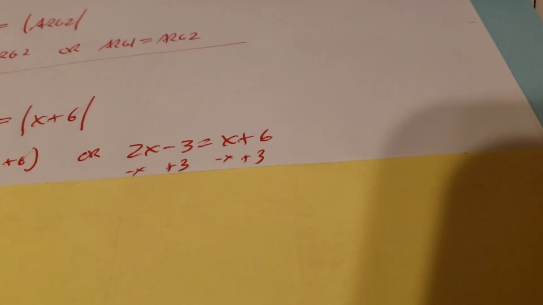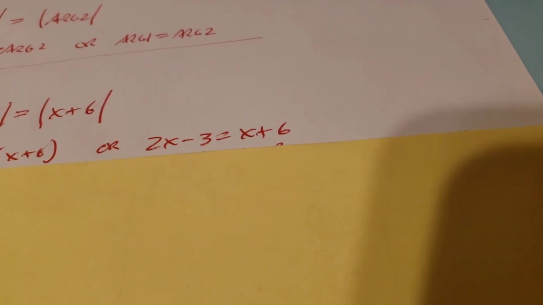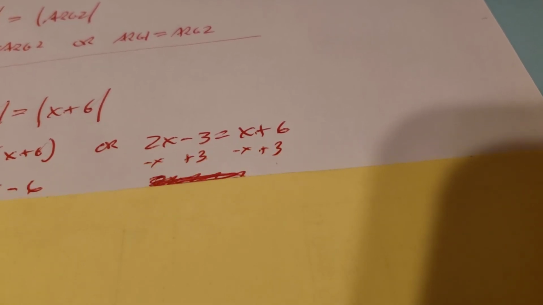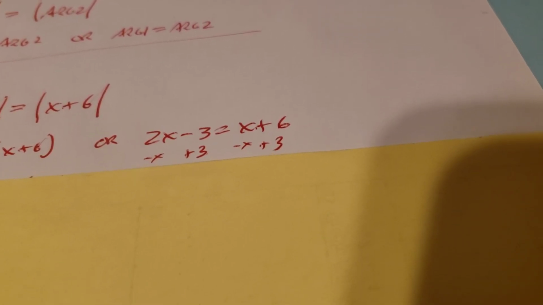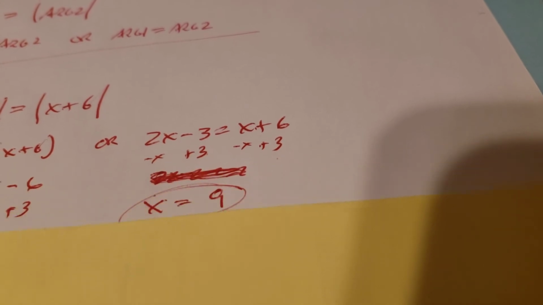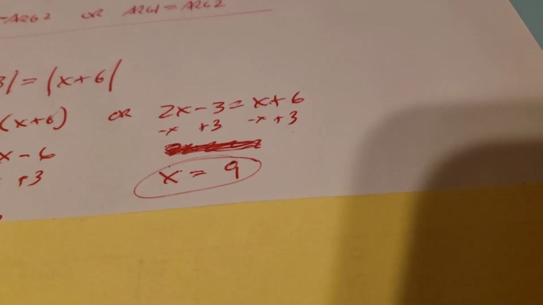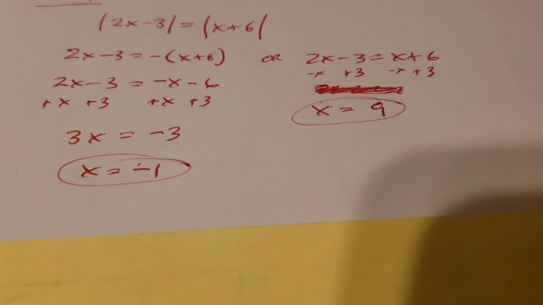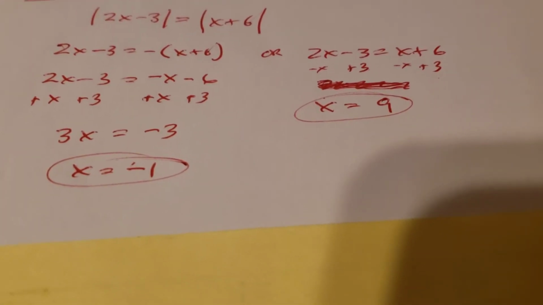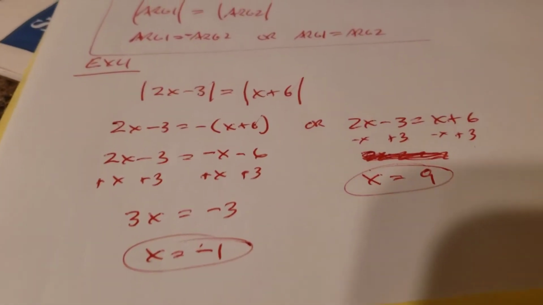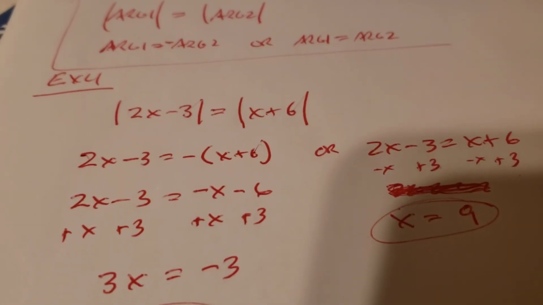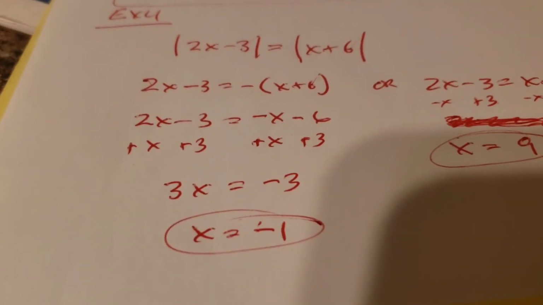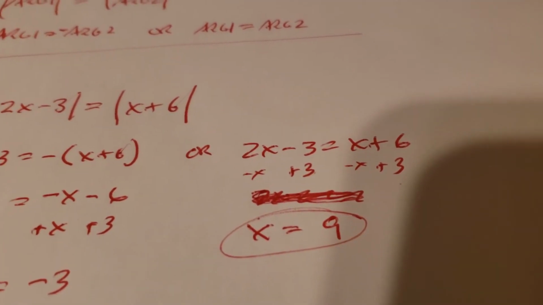Now let's focus in on this one. Solving this one, it solved really quickly. I subtracted x, added 3, and it just popped out to be x equals 9. So those two things I circled, that's the answer. Again, this is not an interval. This is just two numbers. One of them is x equals -1, and the other one is x equals 9.